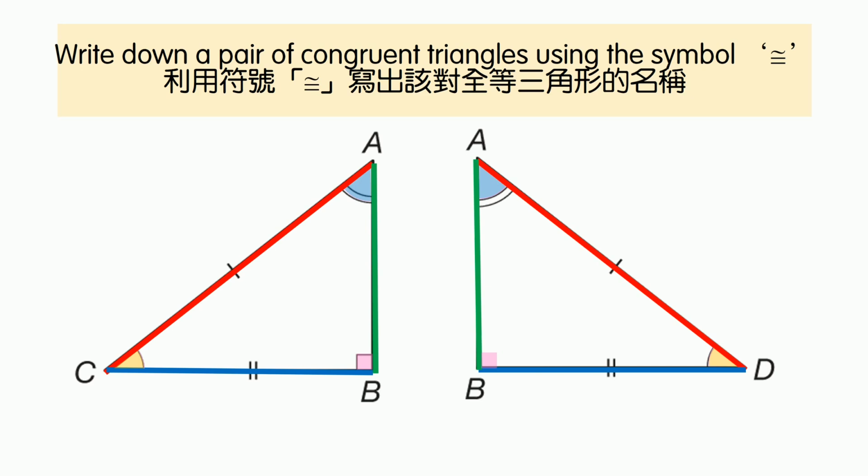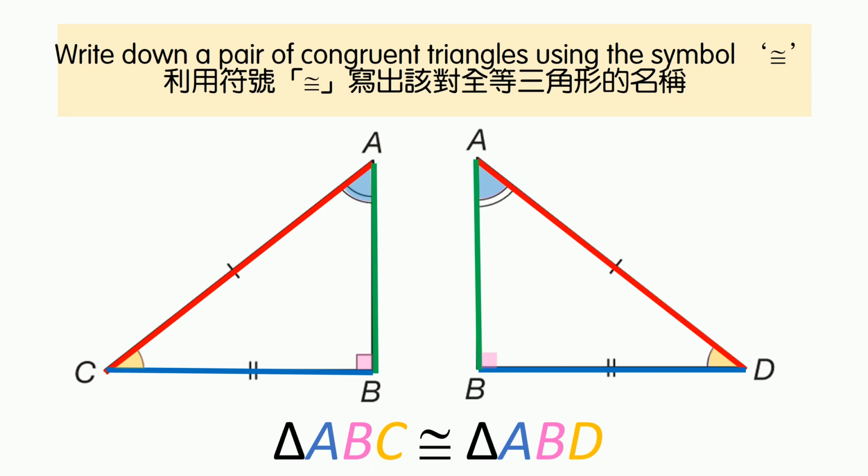Remember, when we are writing down their congruent relationship, we need to write them down point to point. In here, the triangle ABC is congruent to the triangle ABD, point to point. Only when written point to point is this congruence valid.